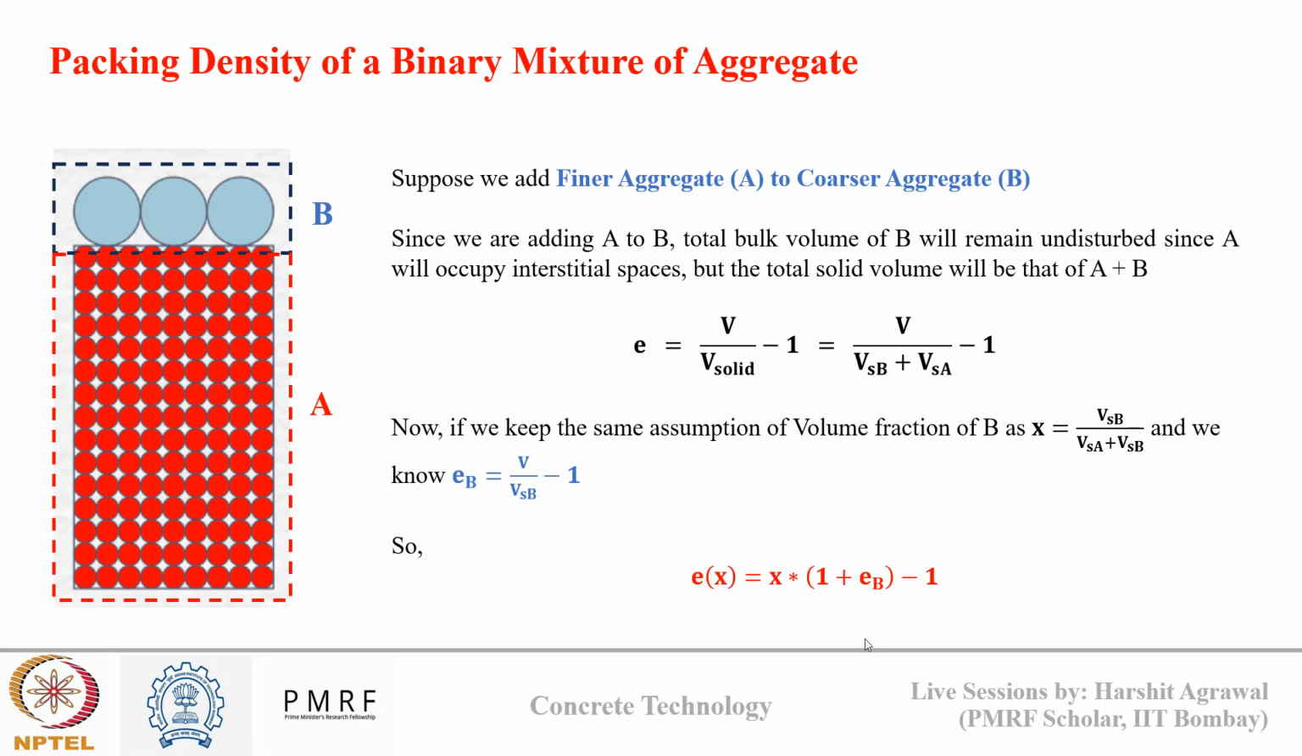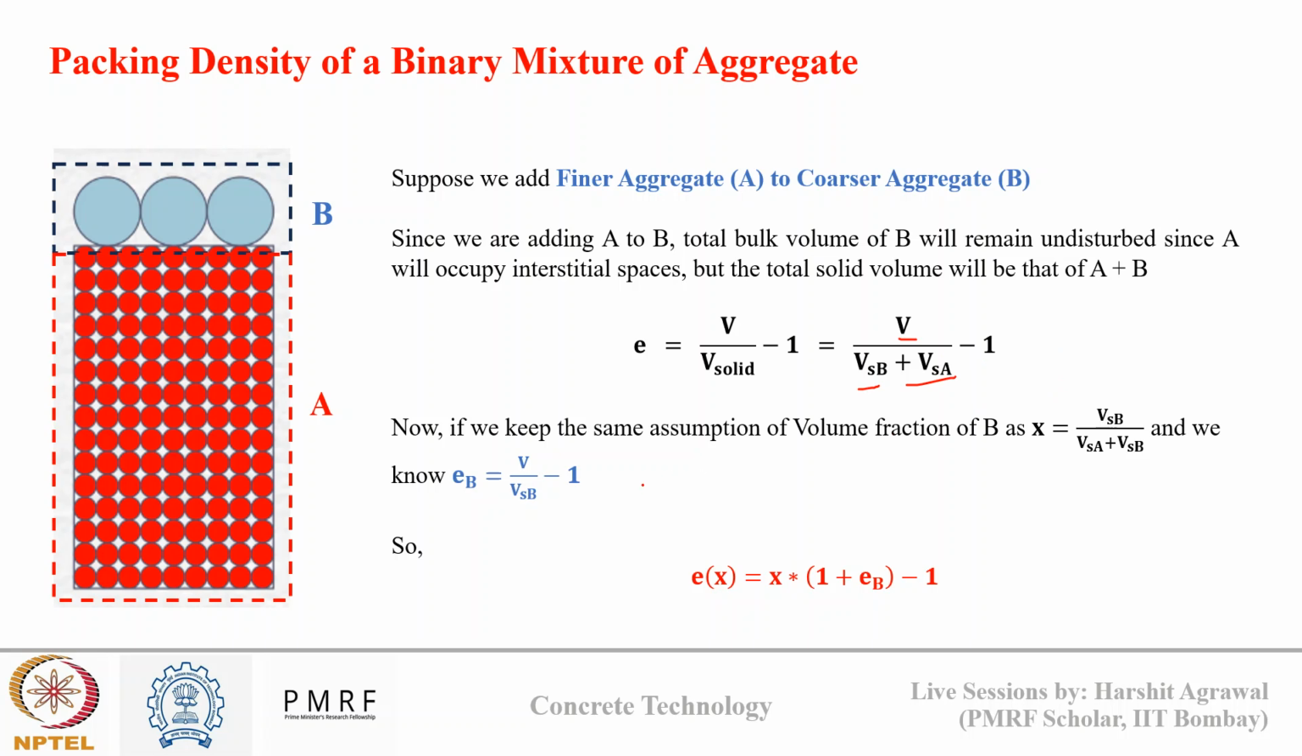Similarly, suppose we are adding fine aggregate to coarse aggregate, so I am adding A to B. Since we are adding A to B, the total bulk volume of B will remain undisturbed. Why? Because A are smaller sized aggregates, they will occupy the gaps between B, so they won't increase the bulk volume of B. However, the total solid volume will be the solid volume of A plus the solid volume of B. So I can write E as V upon V solid minus 1, and this I can write as V upon VSA plus VSB minus 1.